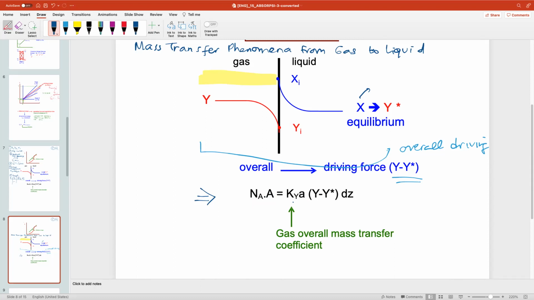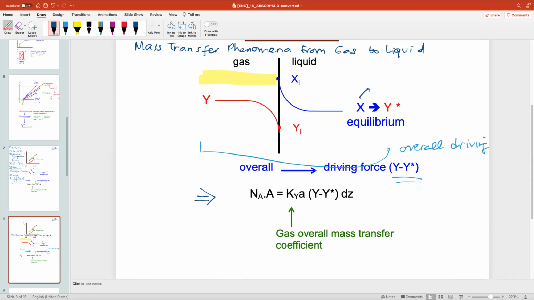It is equal to the gas overall mass transfer coefficient multiplied by a, the wetted area of the packing, and then multiplied by the driving force, and the driving force now becomes y minus y star, and then integrated with dV.